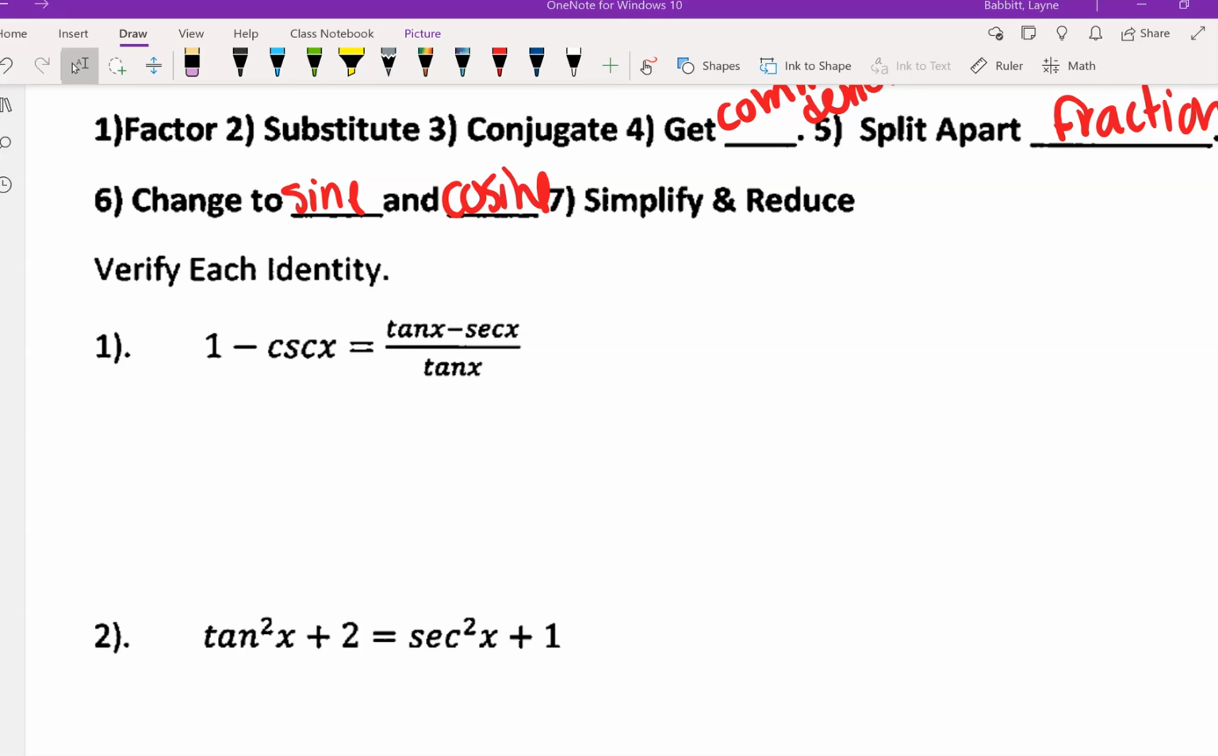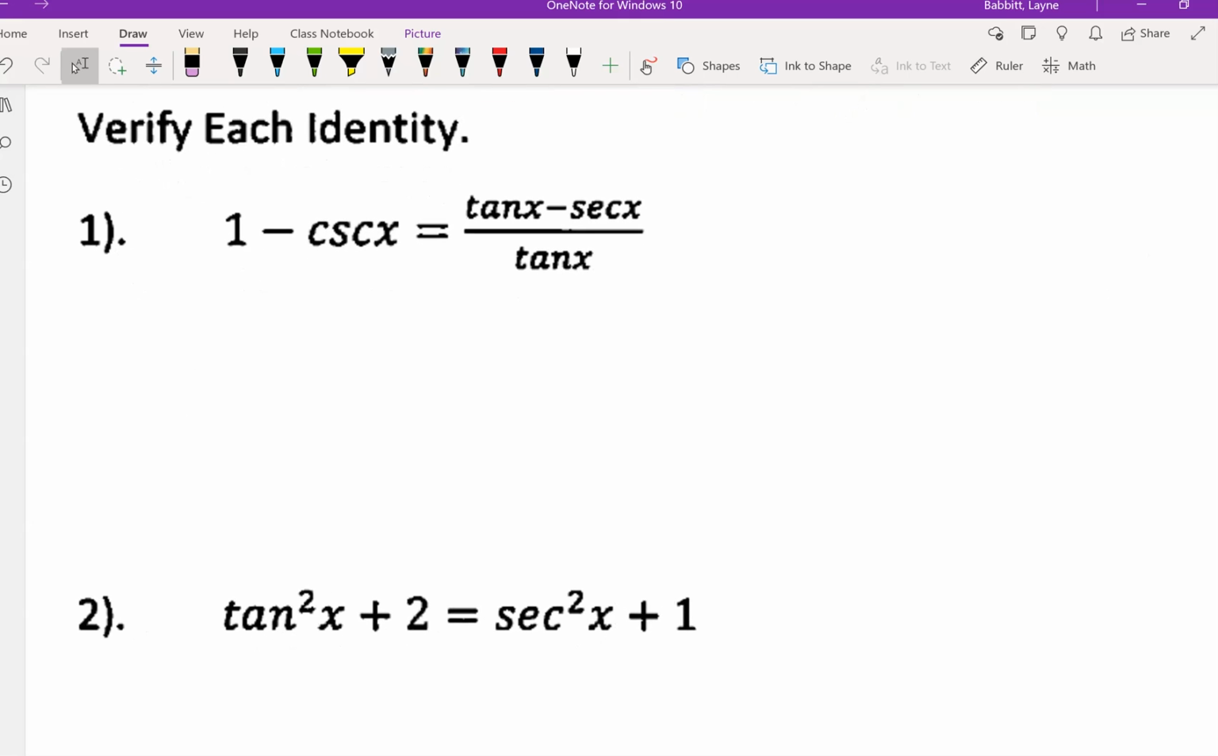Okay, so number one, remember we're trying to get one of the sides to equal the other side. Usually I start with the more complicated looking one and I try to simplify it. So I think I'm going to start on the right and I'm going to try to simplify that. The way I think that makes a lot of sense would be to try to split up the fraction. So that's one of our strategies, and I'm thinking splitting this might be a really good way to start.